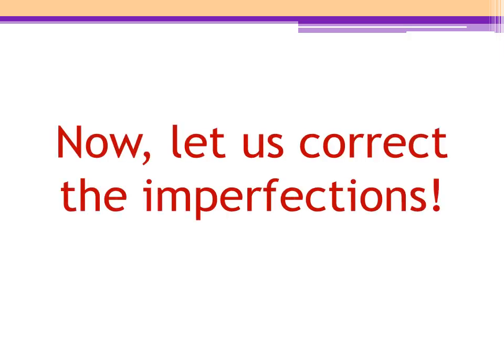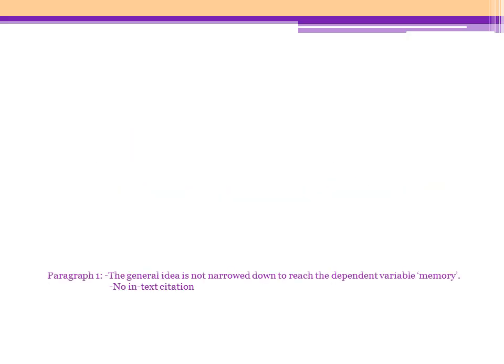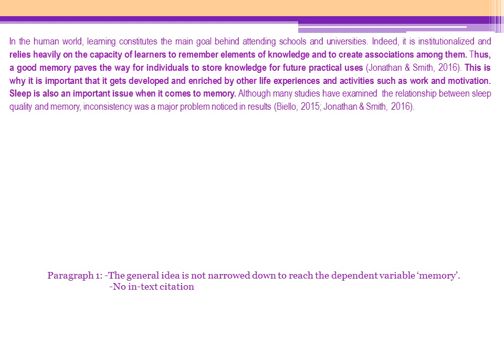Now, let's correct the imperfections. Remember the mistakes we discussed about the 3 paragraphs? Paragraph 1, the mistake was that the general idea is not narrowed down to reach the dependent variable memory, and that there were no in-text citation. If we were to correct these mistakes, take a look at the additions in bold.